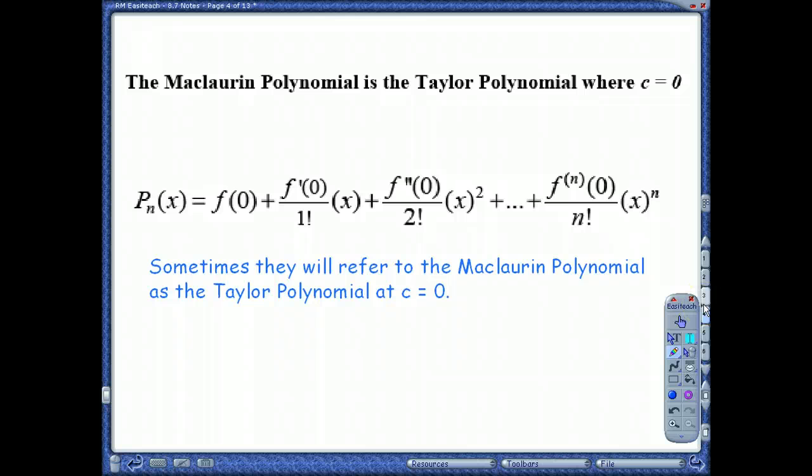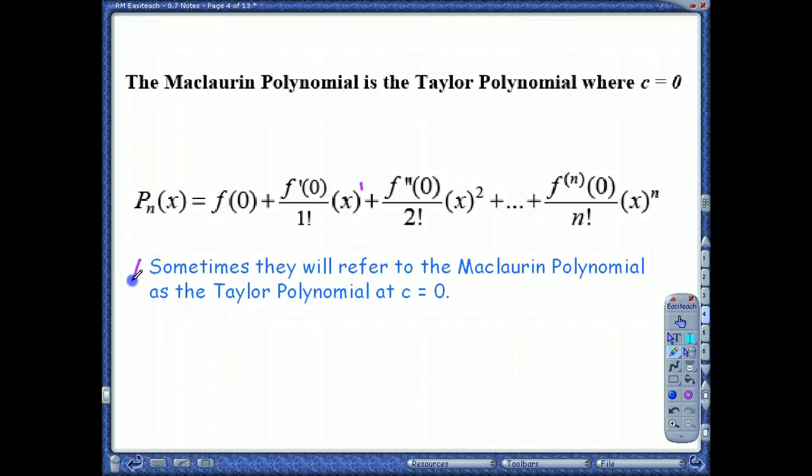We have a Maclaurin polynomial, which is simply a Taylor polynomial where c is equal to 0. Okay, so that c is equal to 0. But notice first derivative, 1 factorial, x minus 0, or just x to the 1 power. Second derivative, 2 factorial, x squared. Third derivative, 3 factorial, x to the 3rd, etc.